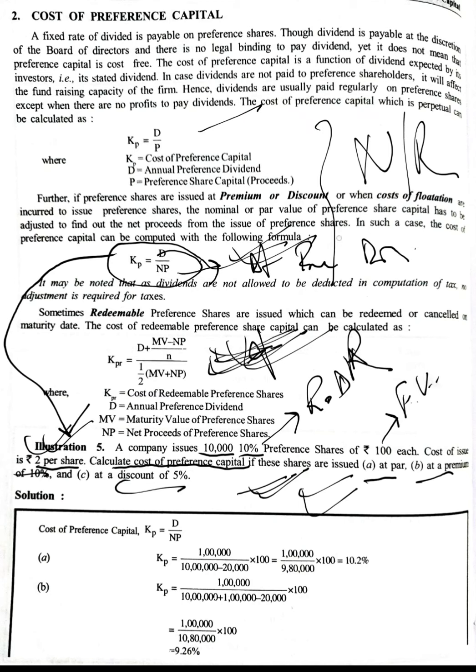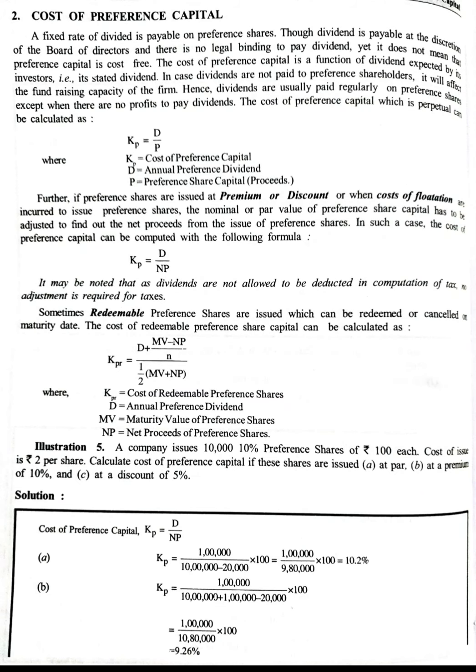Okay, this is redeemable, these two are non-redeemable. These two formulas, please write on the first page of your copy. Whenever redeemable is there, use this formula; for non-redeemable, use these two formulas. All right, now let's solve the sum.